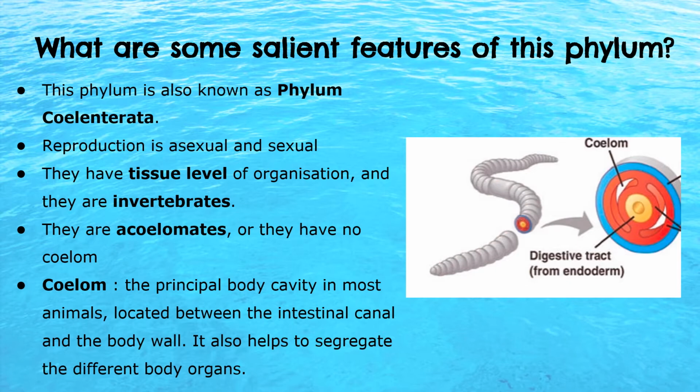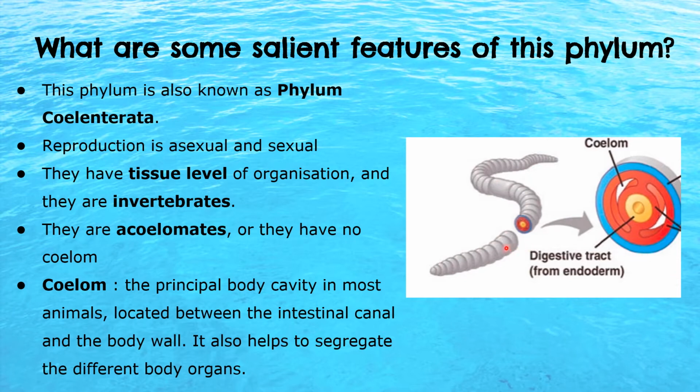Reproduction is both asexual and sexual. Cnidarians have a tissue level of organization and they are invertebrates, hence they do not have a spinal cord. They are acoelomates, or they have no coelom. So what is the coelom?